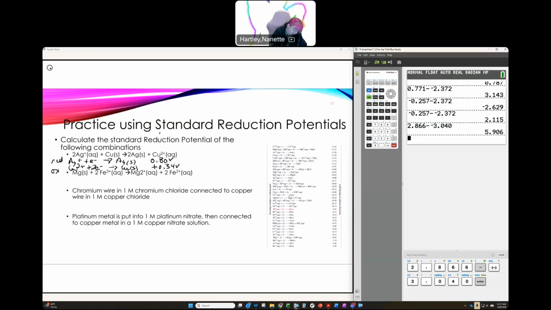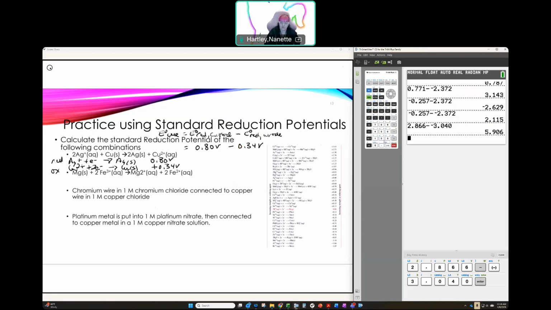So I will have my E naught cell is equal to the E naught reduction for the cathode minus the E naught reduction for the anode. And in this case, that would be the 0.80 volts for the reduction. That's one right here, minus the one for the anode, which is this value right here, the 0.34 volts. And notice I said we have to be careful because it's not always negative. This is one of those cases.